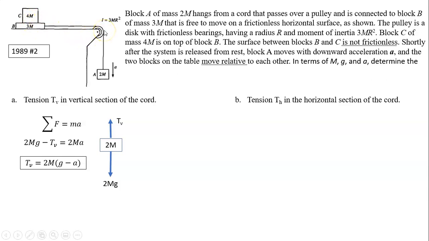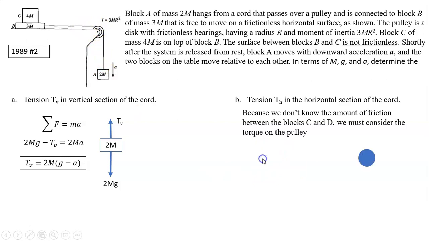But because the pulley is rotating without slipping, we know the acceleration of the pulley. We also know the moment of inertia of the pulley. We know the force in the vertical cord. So the force in the horizontal cord is the only unknown. So that's the one we use.